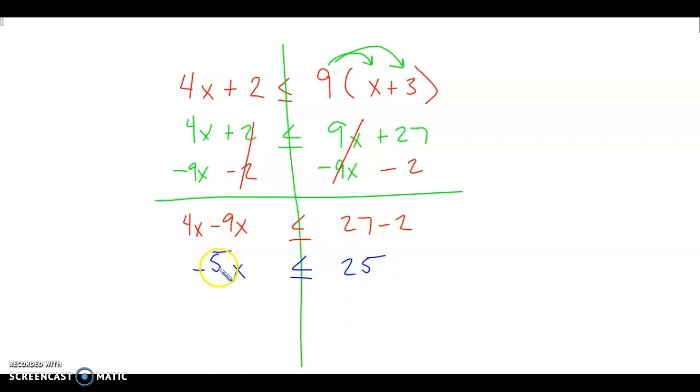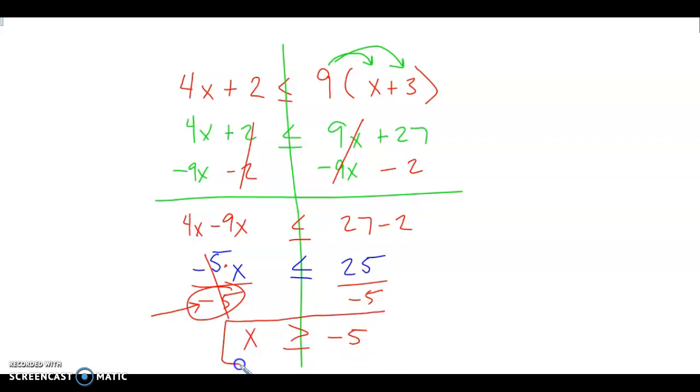And our last step, because it's multiplying times x, the only way I can get that negative 5 to detach itself is to separate them by dividing. So I divide by negative 5. Now, there was one trick when we're doing inequalities with multi-step. If you divide by a negative, very important, you flip the sign. So our sign is going to flip the other direction. That goes to 1x. 25 divided by negative 5 is a negative 5. So our answer is x is greater than or equal to negative 5.